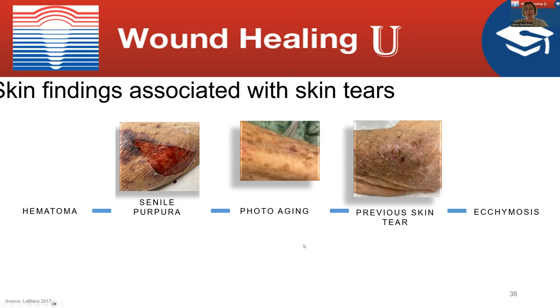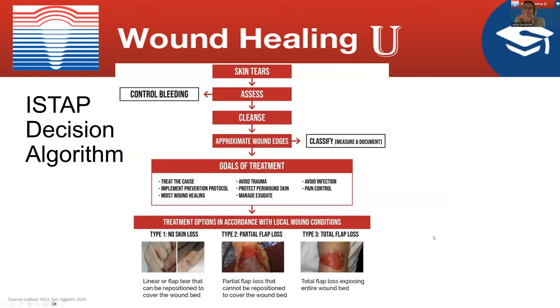Photoaging, we can see those spots there with aging skin. And then if you had a previous skin tear, you're more at risk for another skin tear. And ecchymosis. So when we see bruising and ecchymosis on the skin, we know that there are probably some behaviors and disease states that will contribute to your risk of skin tears. You can go to the next slide.